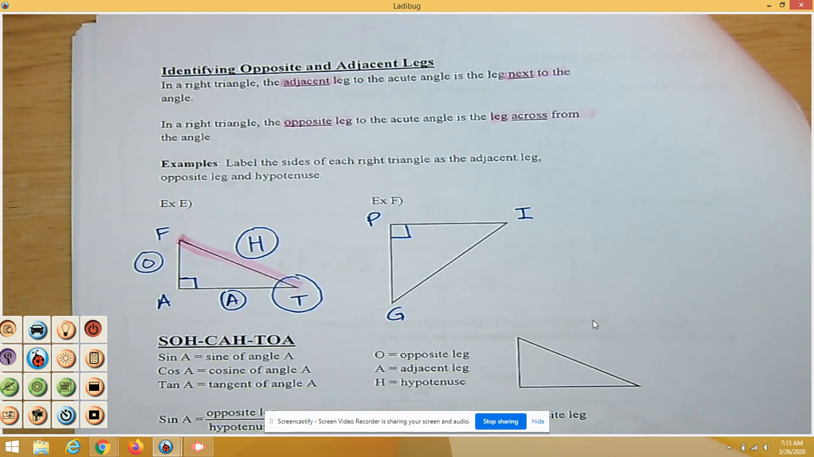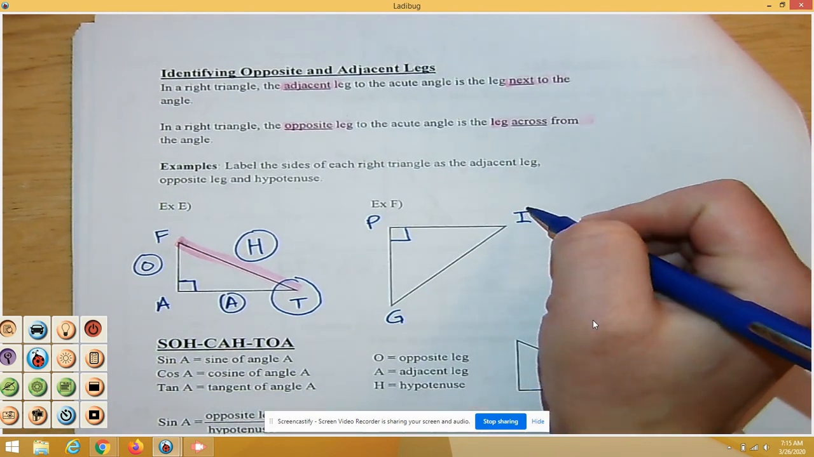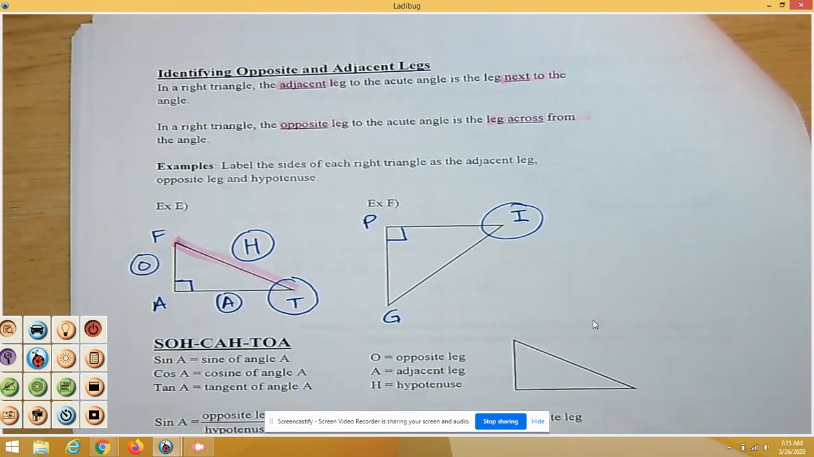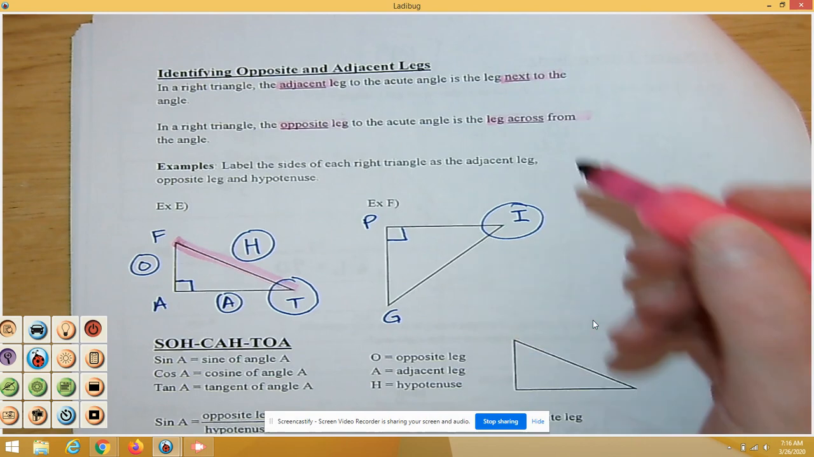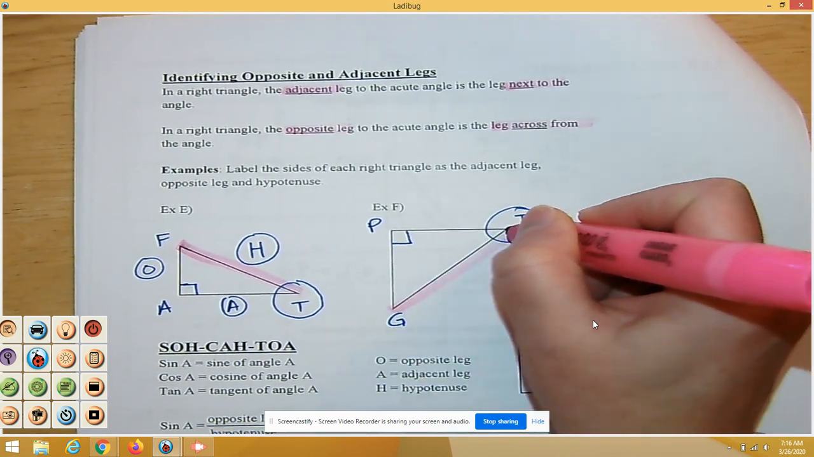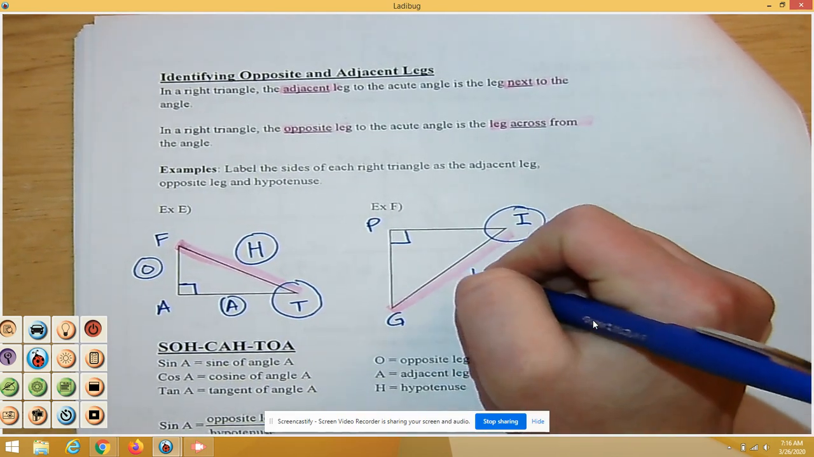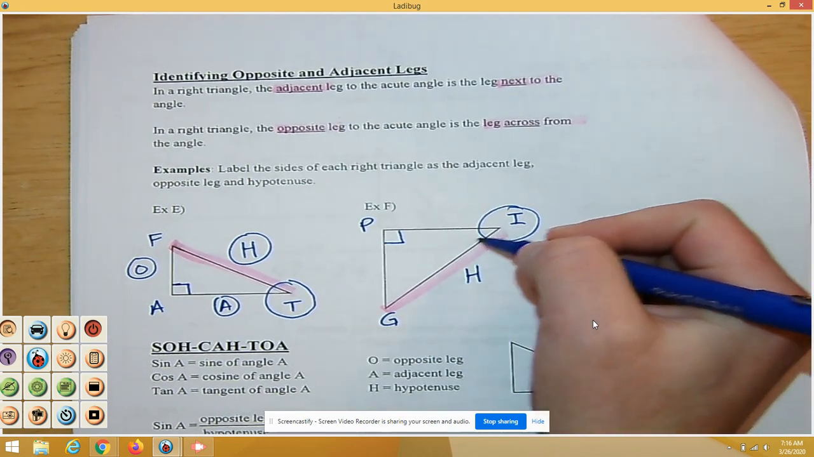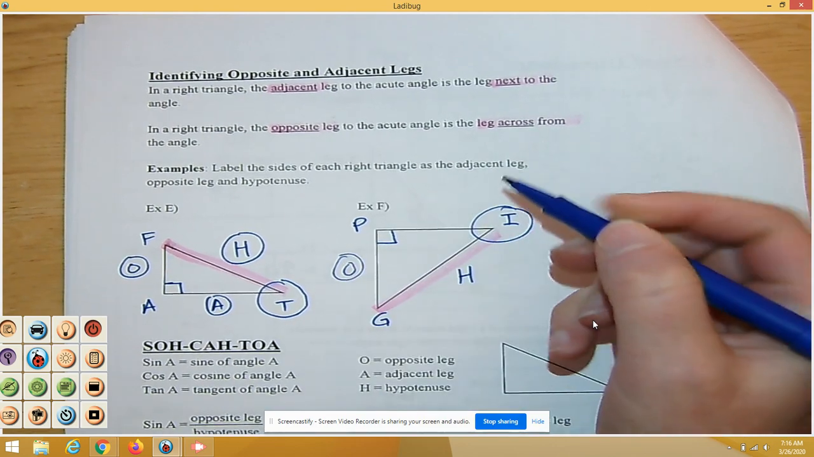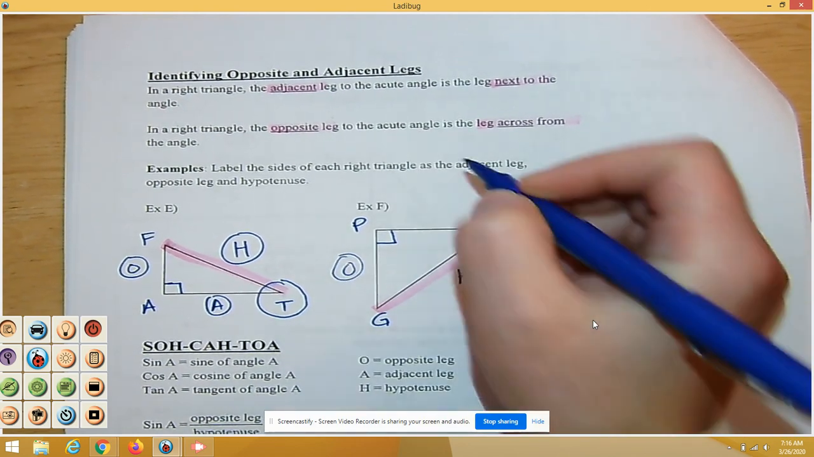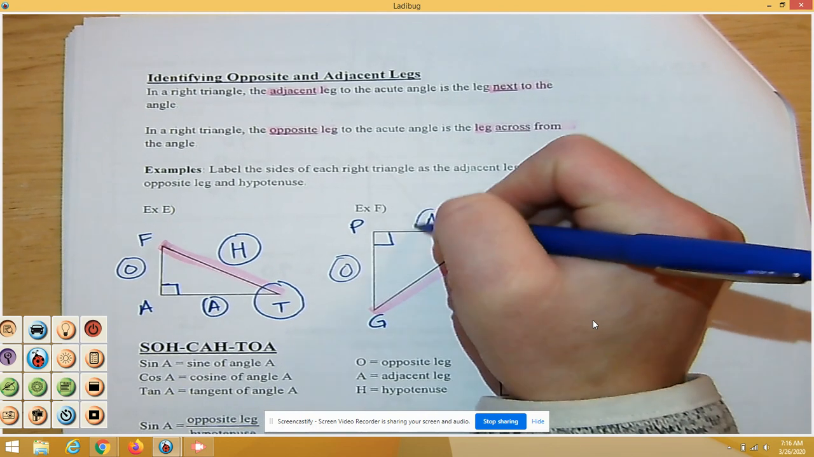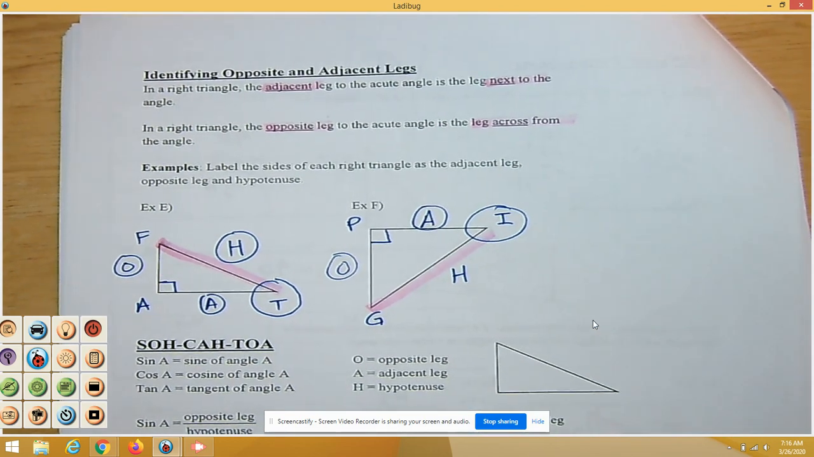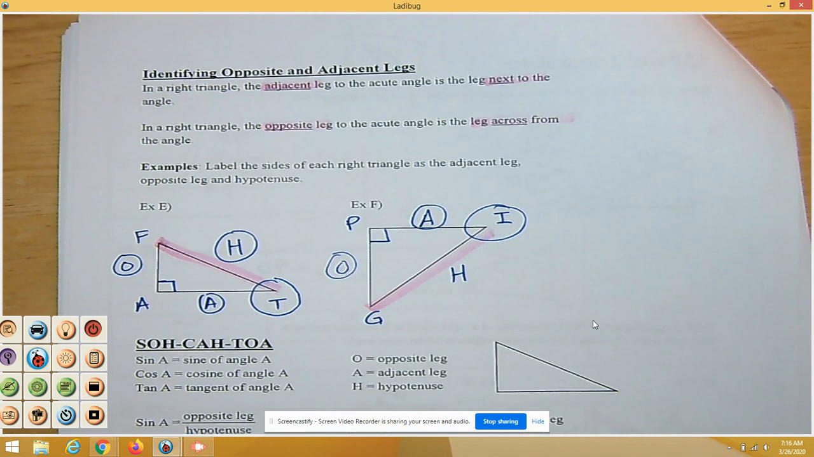Okay, in example F, let's do the I. So our acute reference angle is I. The right angle can never be a reference angle. Right angle is just the right angle. Across the right angle is always our hypotenuse. I'm going to go ahead and highlight that, and that will be H. And then across from angle I is the side opposite, and next to angle I is the side adjacent. If you can label the sides correctly, that's half of the battle.